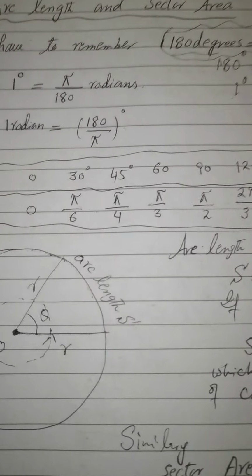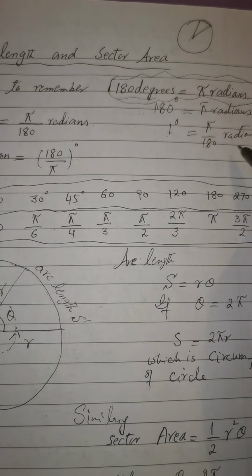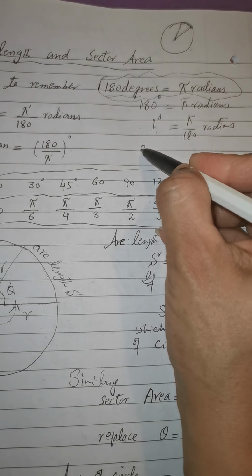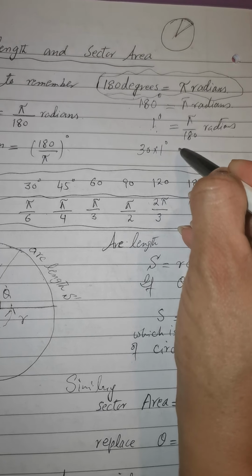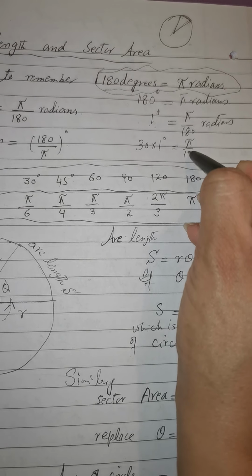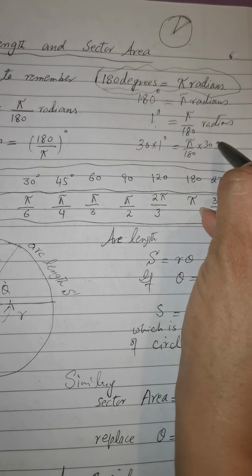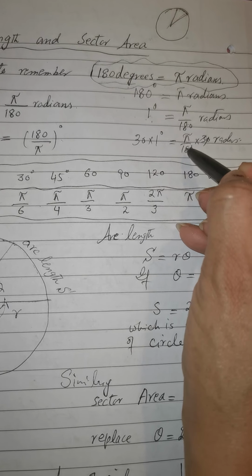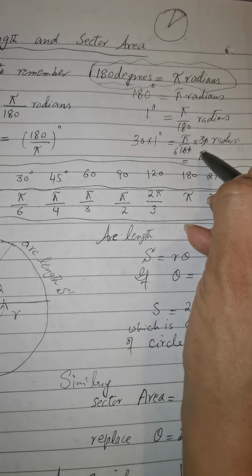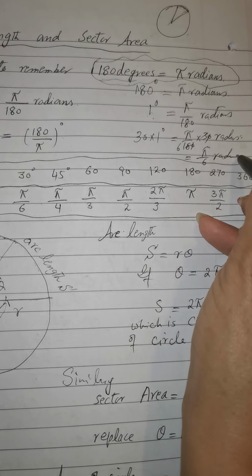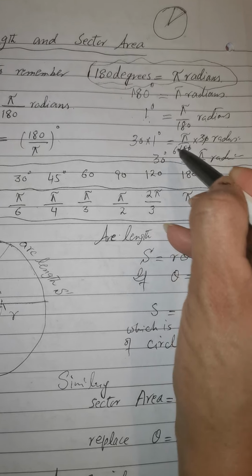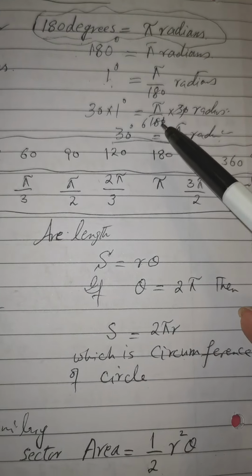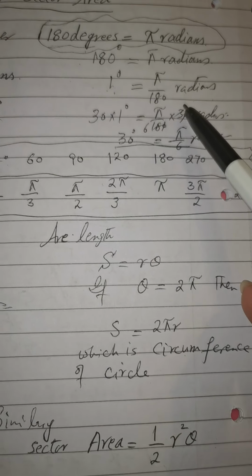For example, if I have to convert this 30 degrees into radians, in this relation I will multiply both sides by 30, this side and this side. When I simplify it, it will give me pi by 6 in radians. So my 30 degrees is equal to pi by 6 radians. In this way we made this table, right?